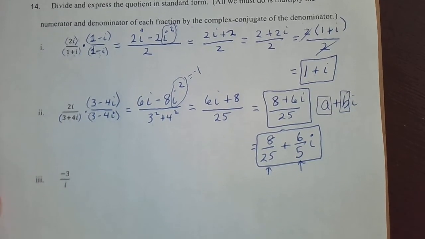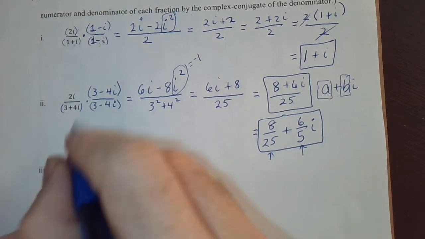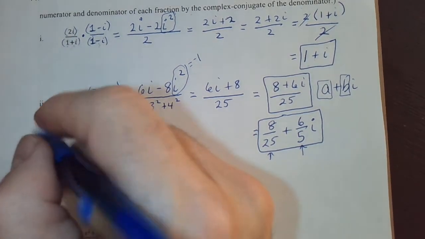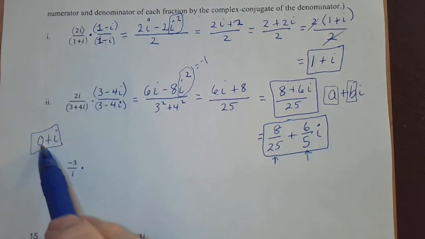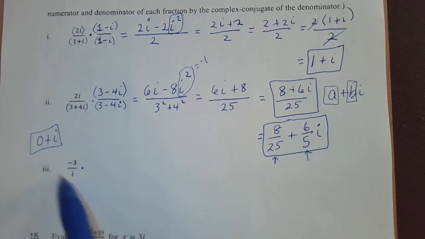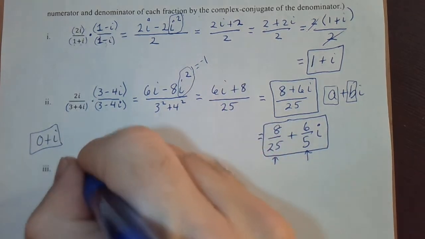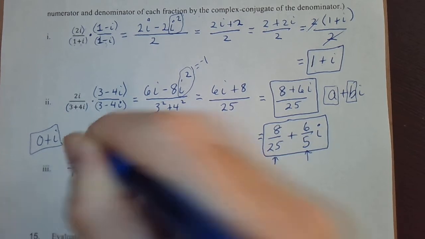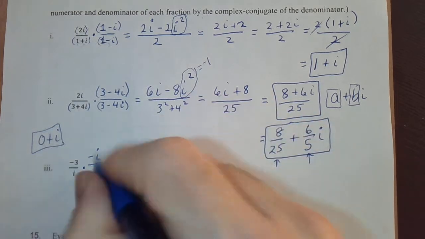Okay, let's do one more like this. Actually looks a little bit easier. Negative 3 divided by i. What's the complex conjugate of i? Well, i is 0 plus i if you wrote it in a plus bi form. We never write it like this. We never write the zeros, but we could write it like that. So a 0 minus i would be the complex conjugate. So we'll multiply by 1 in the form of negative i over negative i.